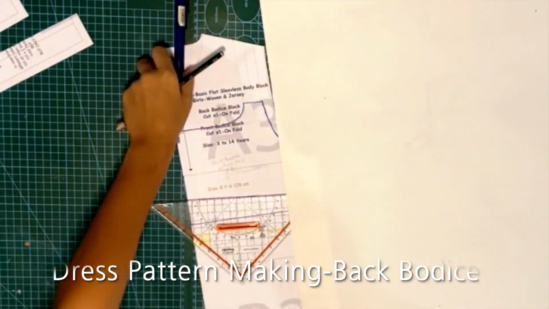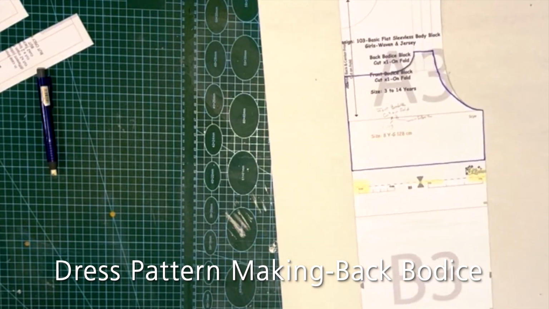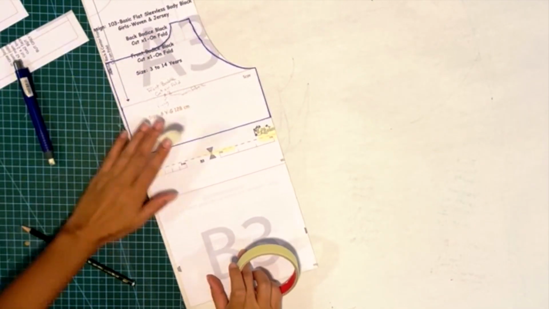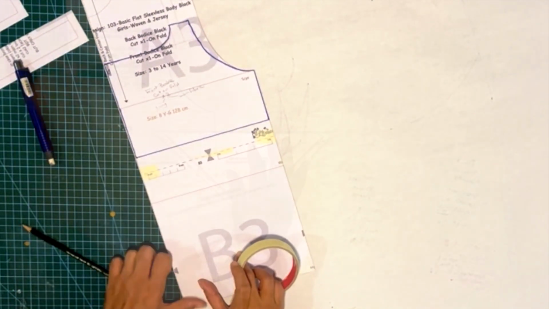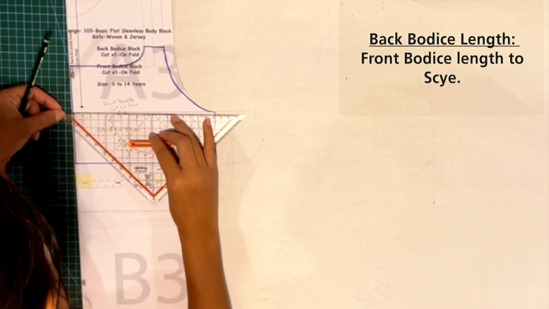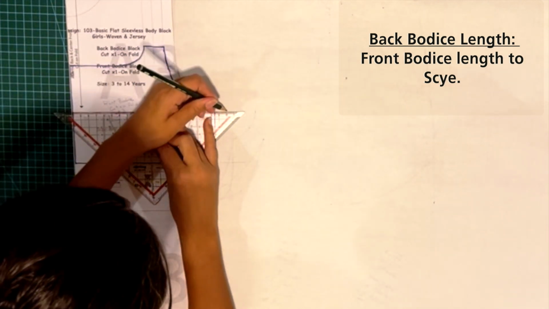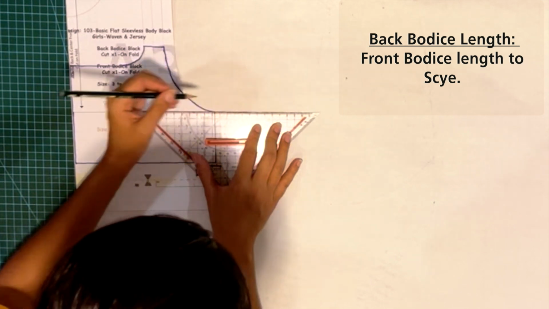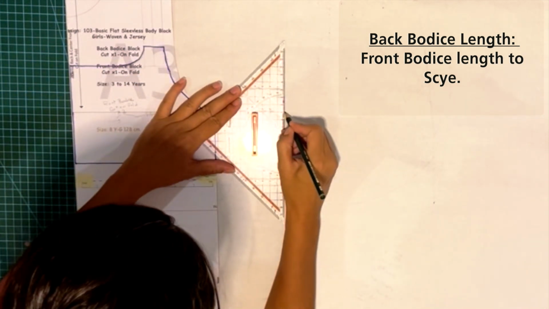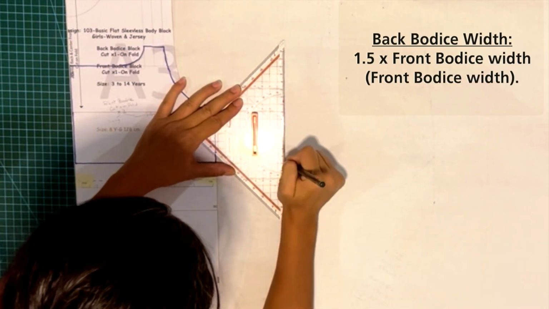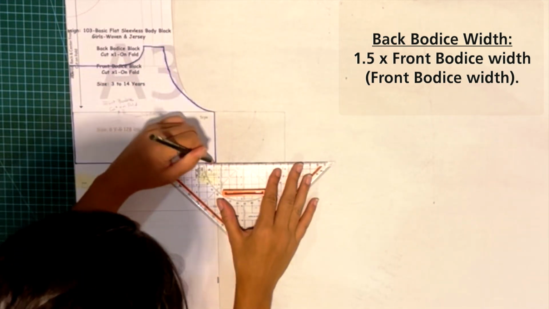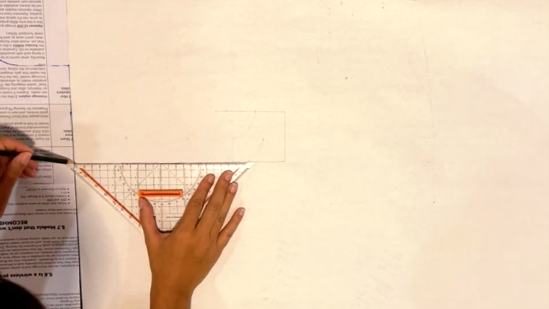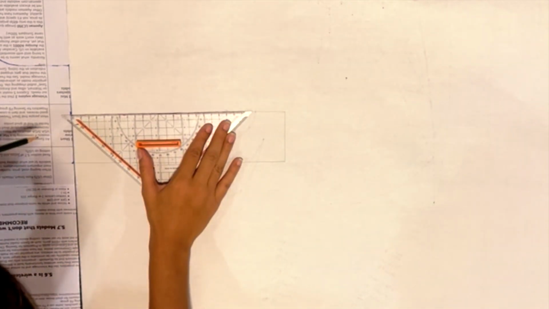To draw the back elastic casing or the back bodice, what you will do is get a piece of paper and tape the front bodice part over it. You will mark a line from the side up to the new bodice line, which is the midpoint between the side and the waist, and this will be the length of the elastic casing. For the width of the elastic casing, it will be 1.5 times the width of the front bodice, and then you have a rectangle. This rectangle will be the elastic casing.